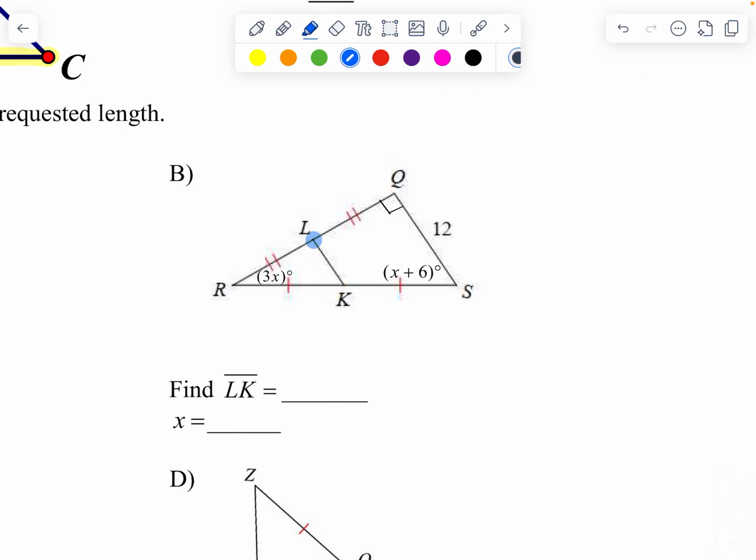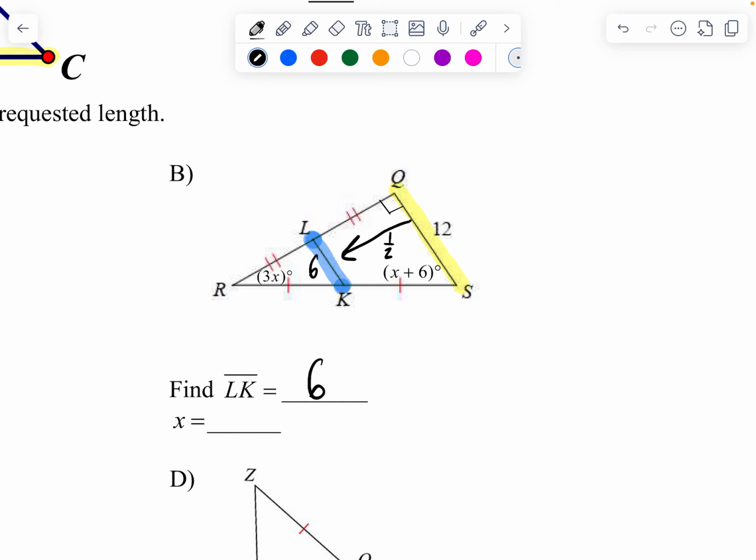All right, next thing, same idea. We can tell L and K are midpoints, which means the midsegment is LK, which is what we're trying to find in this case. Now, the side it's parallel to, QS, is 12. If that is the bigger length, we need to halve it to get our midsegment. So half of 12 is 6, which means LK is a length of 6.